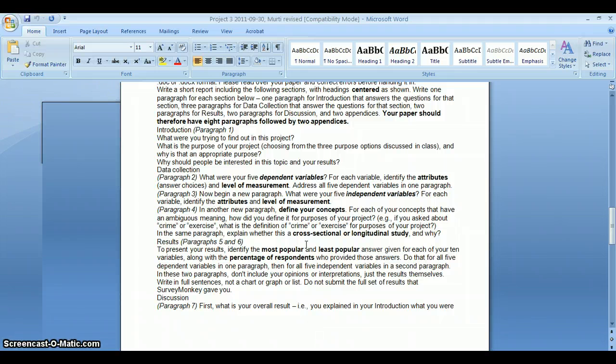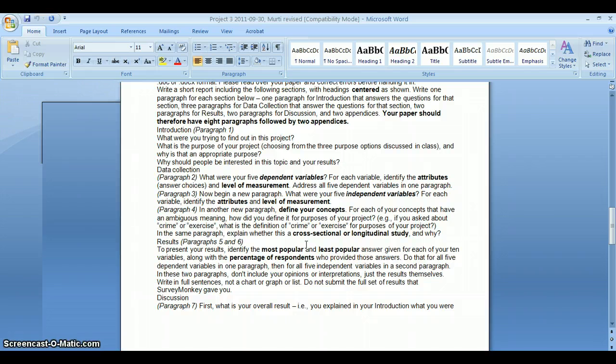For a review of those, go back to the week 3 PowerPoint slides and your notes from last week, or the book. All of those things discuss the levels of measurement. Again, nominal, interval, ordinal, and ratio. So you address all 5 dependent variables in one paragraph, and then in a new paragraph, in paragraph 3, you give me your 5 independent variables and what the attributes and level of measurement was for each of those independent variables. In paragraph 4, you define your concepts.